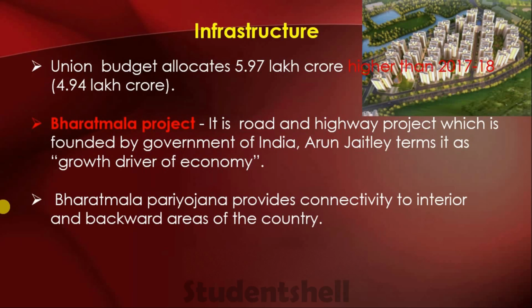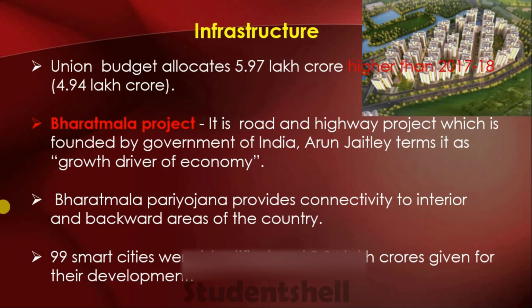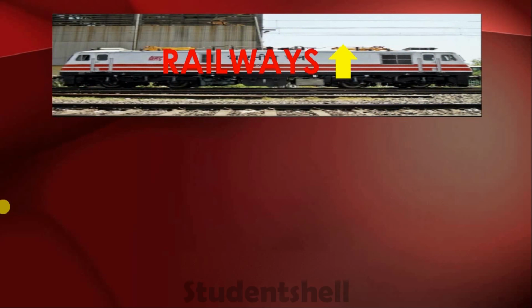Next is Bharatmala Pariyojana project. Through this project, connectivity is provided to interior and backward areas of the country. So next is about smart cities development. The government allocates 2.04 lakh for smart cities development. Next, we go to the most important thing, that is railways. There is no separate railway budget, as we all know. From 2016, railway budget is included in the union budget itself.